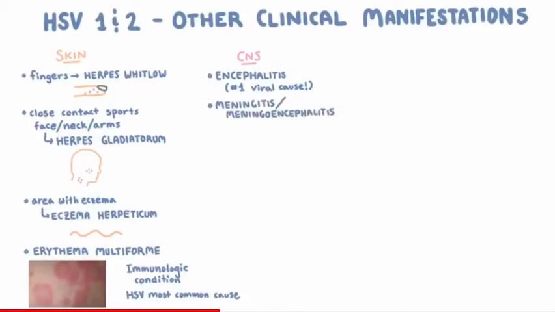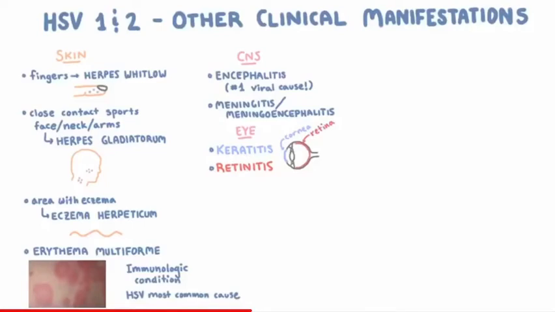Now moving to an extension of the CNS, the eye, HSV can cause keratitis and retinitis. Keratitis means infection of the cornea, and retinitis is, of course, infection of the retina. And this retinitis can actually cause permanent vision loss.